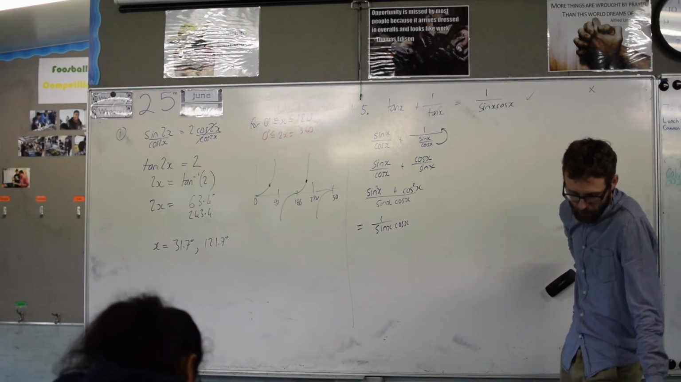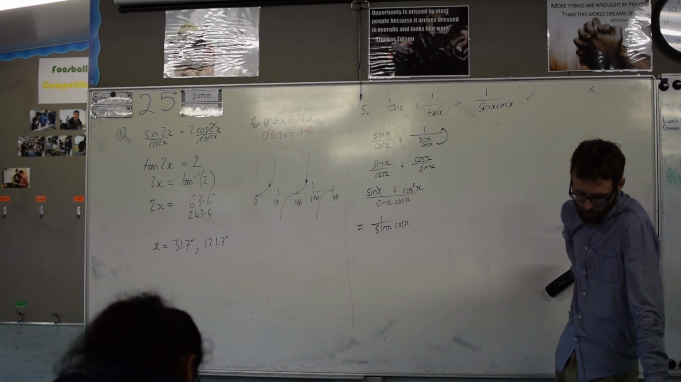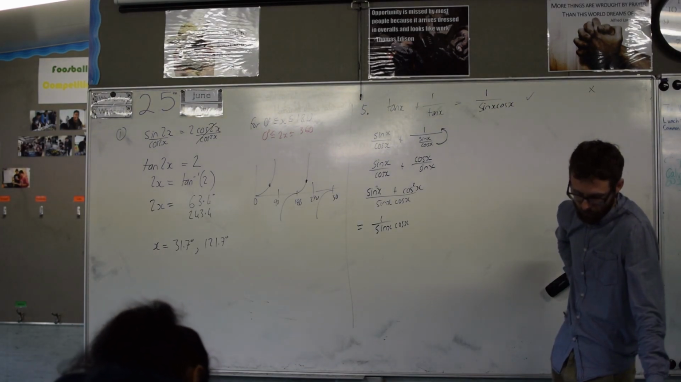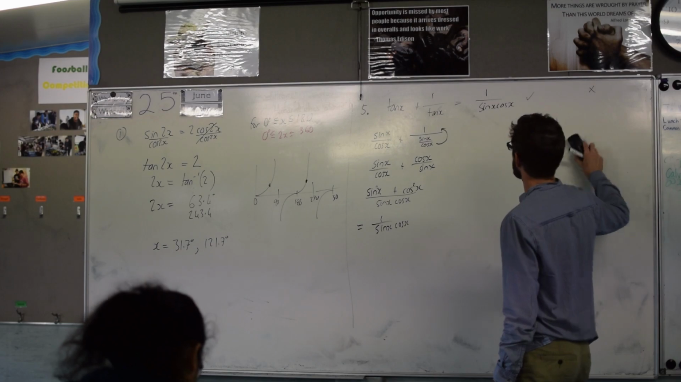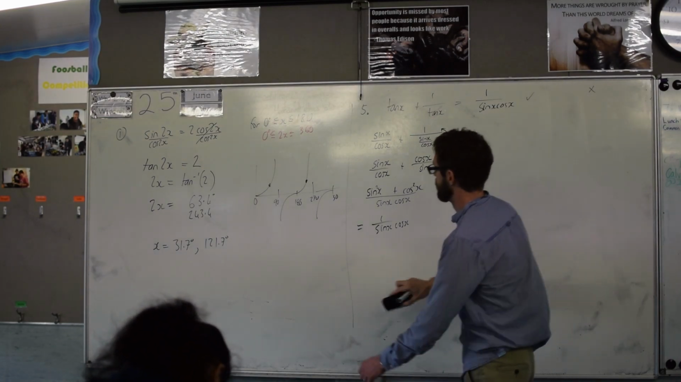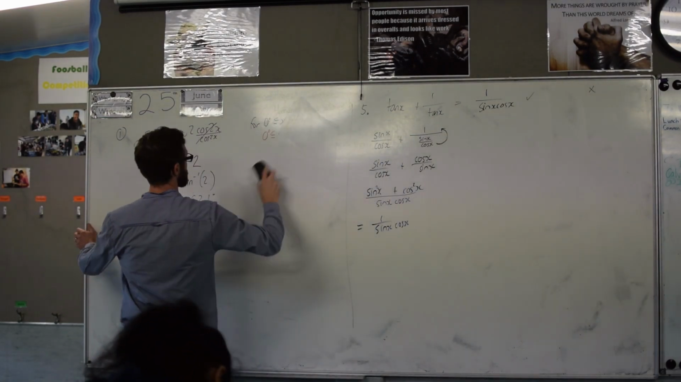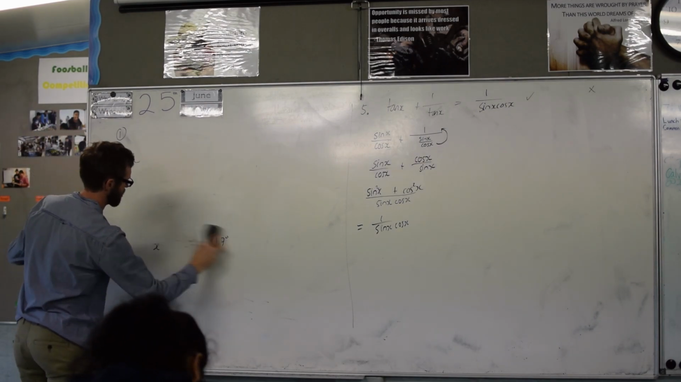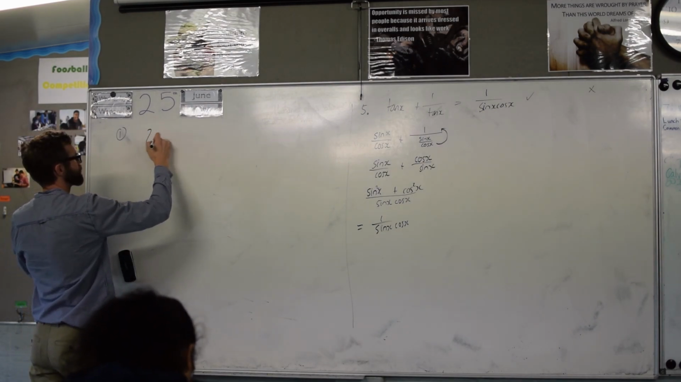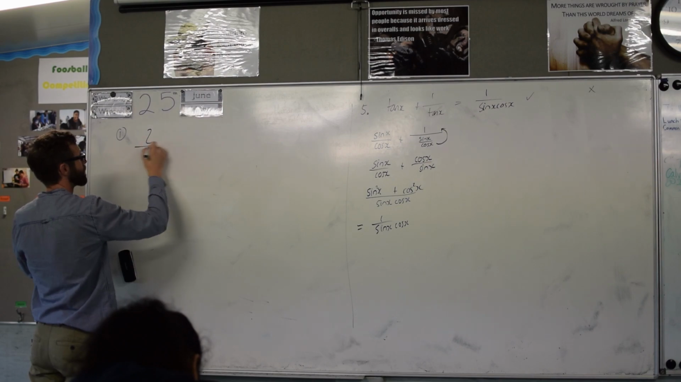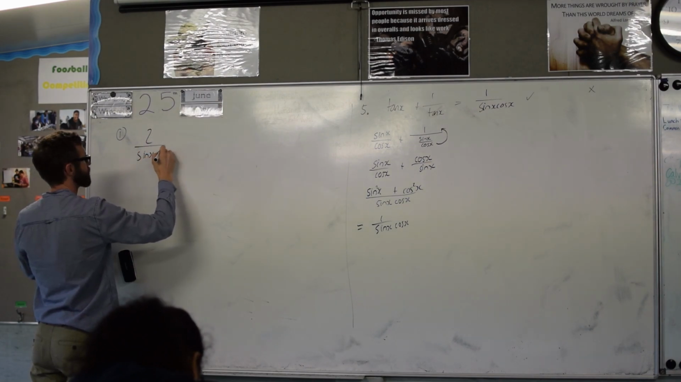Alright, now part 2 of this question says solve this equation. I'll move over here. What's the equation that I meant to solve here? 2. What does it mean, Preet? 2 over sine x cosine x equals 1 plus 3 tan x.